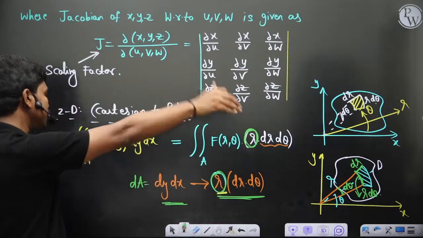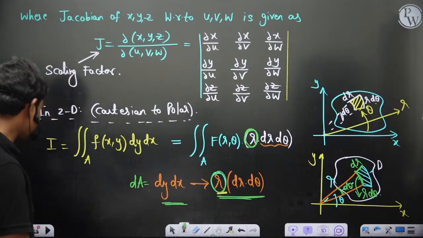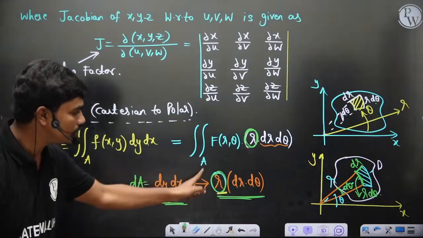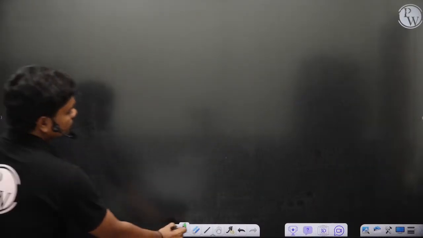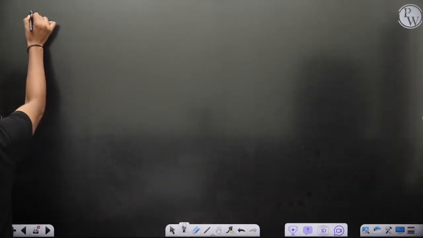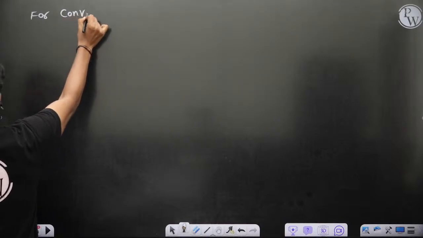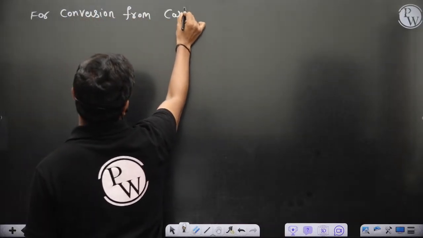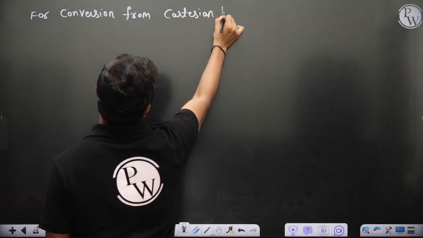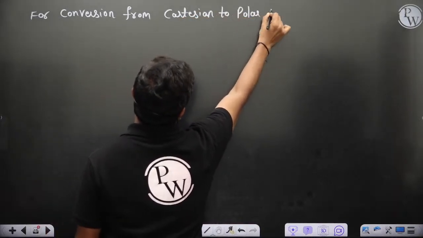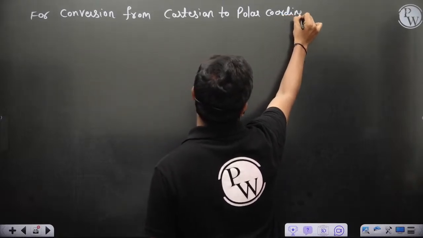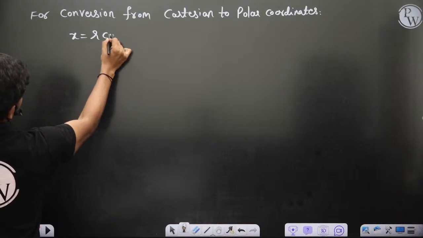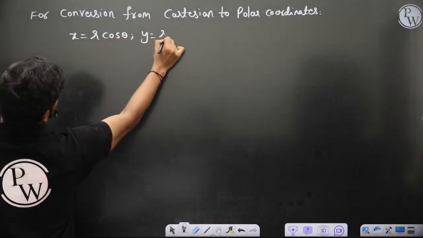In general, for any coordinate system, the extra factor which comes is given by the Jacobian. Let's check. Even for Cartesian to polar, the Jacobian value will come out to be exactly r. Let's do that. For conversion from Cartesian to polar coordinates, you know that x is equal to r cos theta and y is equal to r sin theta.